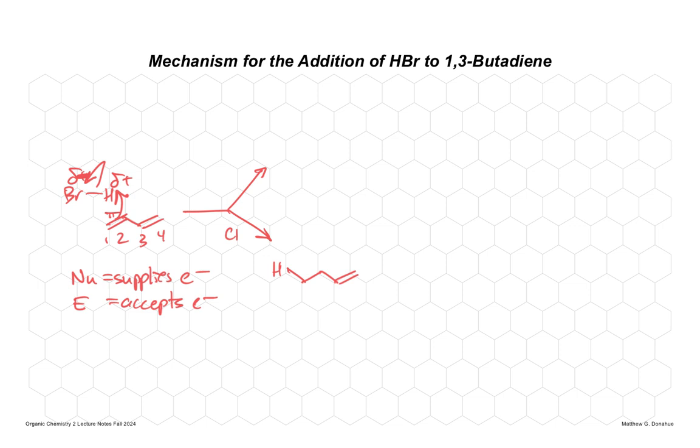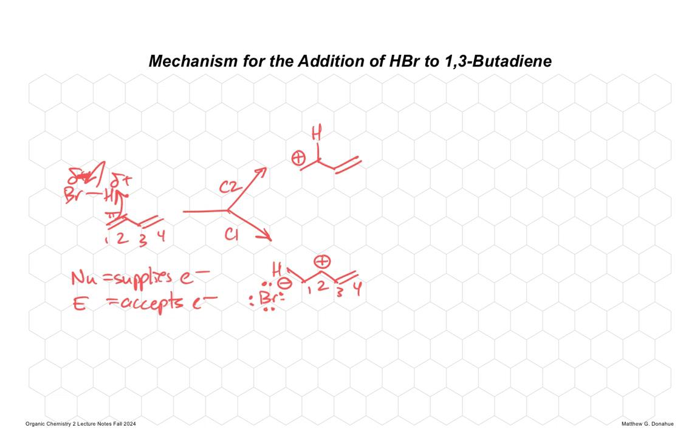So that's going to leave us with a carbocation at position 2, and we have to balance that negative charge out with the Br minus. Now the other choice we could have made was protonating C2, which leaves the carbocation at position 1.